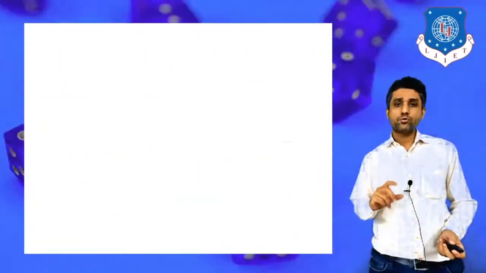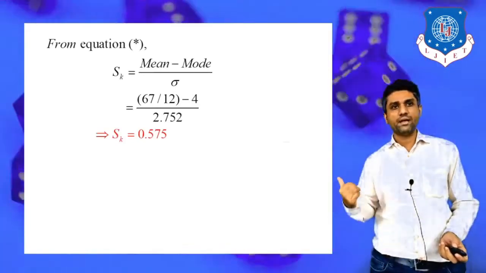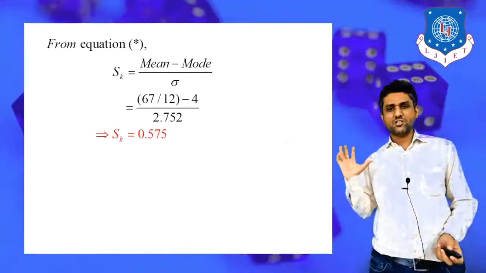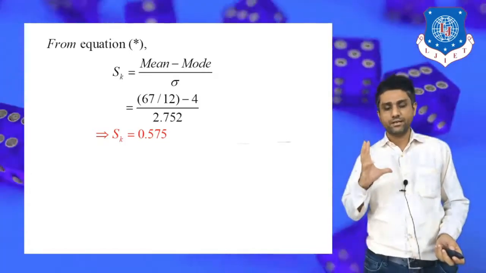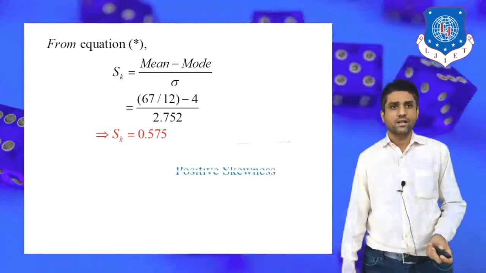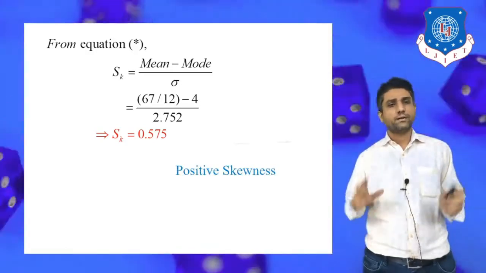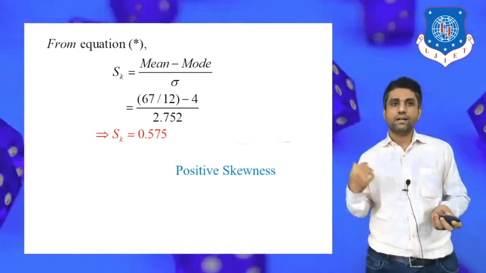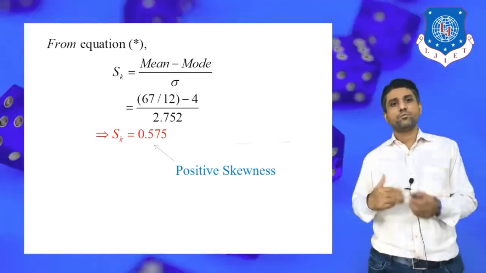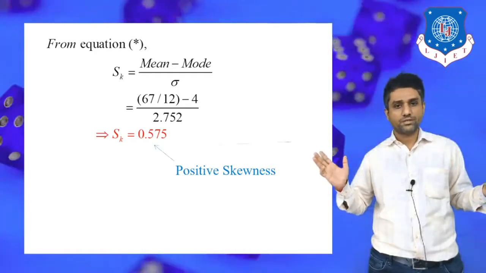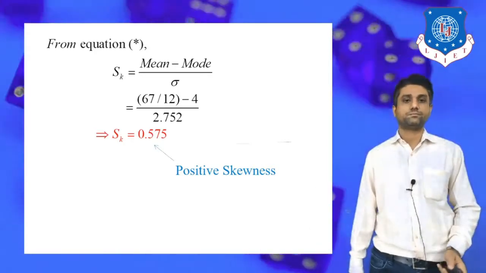So ultimately we have obtained all the measures, that is mean, mode and standard deviation. Just plug all these values into equation star, and by simplifying we get the value of the skewness. So skewness is 0.575, and as you can see, if the skewness is greater than 0, then it is known as a positive skewness. In this manner we find the skewness coefficient given by the formula of Karl Pearson.